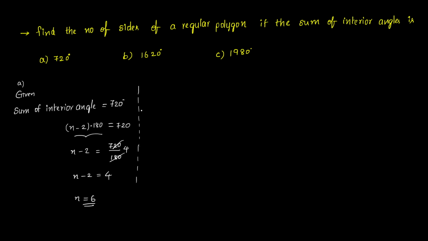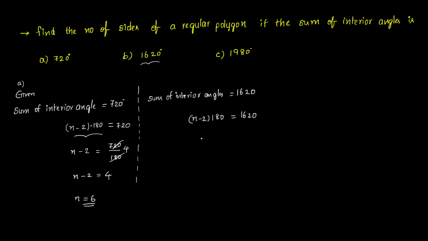Now the same is the process for the second question. They have given the total sum as 1620. It is not the value of each angle, it is the sum. So the sum of interior angles is 1620, and we know that the formula for sum of interior angles of any polygon is n minus 2 into 180 is equal to 1620.